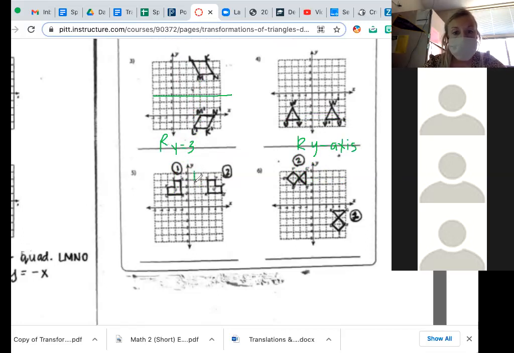Number 5, did y'all get it's reflected over x equals 1? Okay. And then what about number 6? Yeah, it looks like it's flipped kind of diagonally, right? So that's reflected over the line y equals x. Good job.